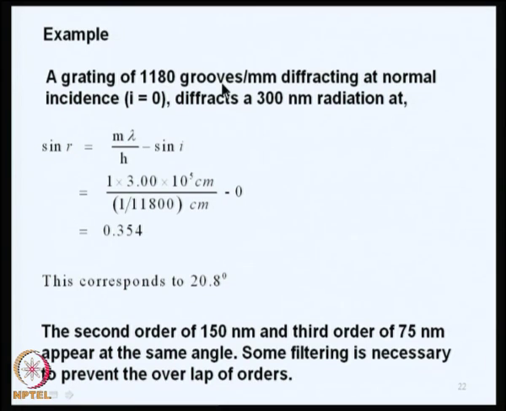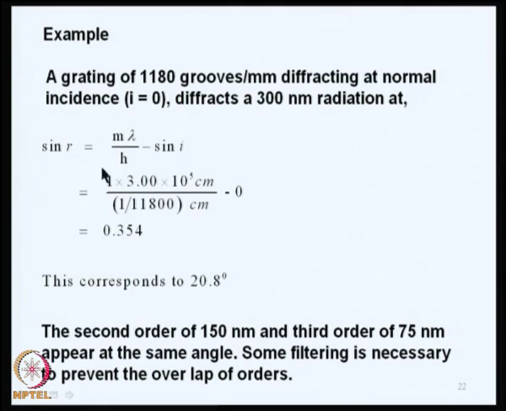Now, take a look at this example: a grating of 1180 grooves per mm diffracting at normal incidence diffracts a 300 nanometer radiation. That means we have taken a grating which has 1180 grooves, and you are directing a radiation from the source which contains 300 nanometer radiation. Now, what happens if you use this equation, sin r is equal to m lambda by b minus sin i. You put the values here, you will get 0.354. That means this corresponds to 20.8 degrees.